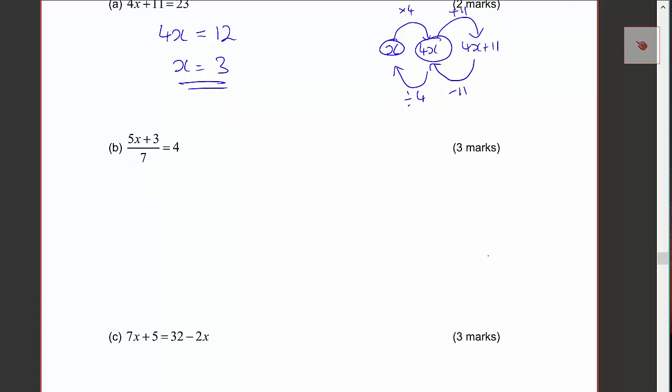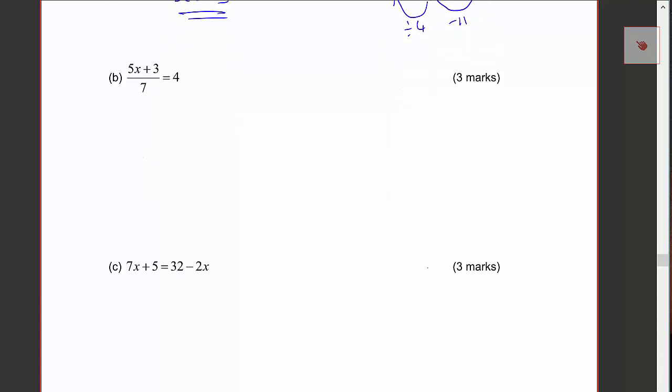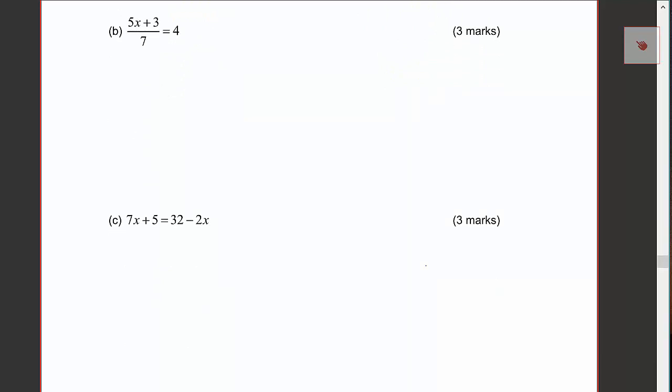Now I'm not going to use flowcharts for the other ones, but you can use them to decide on the order of operations that you do. So here, the first thing I would do is multiply both sides by 7. If I multiply the left by 7, it gets rid of that 7 that's dividing, so I get 5x plus 3. 4 times 7 is 28. The next thing to do is subtract 3, so that gives me 5x on the left, and 28 take away 3 is 25, and then divide both sides by 5, so x equals 5.